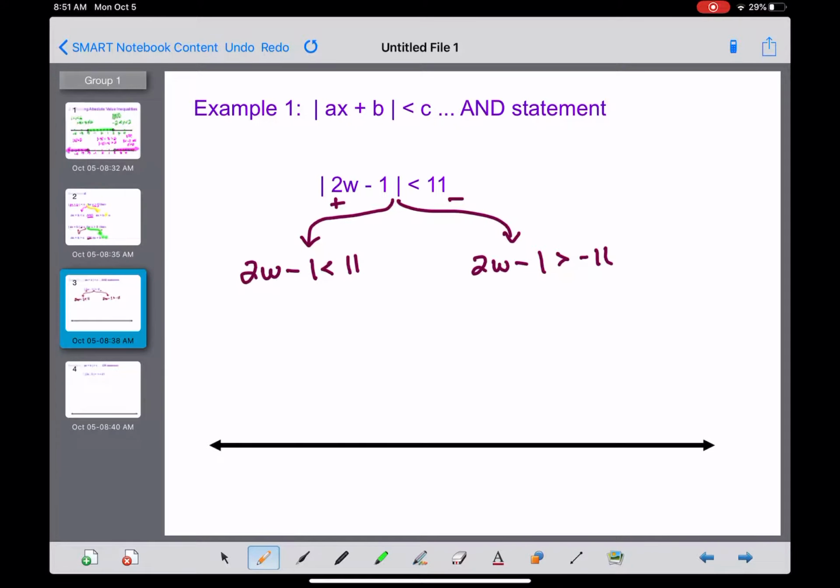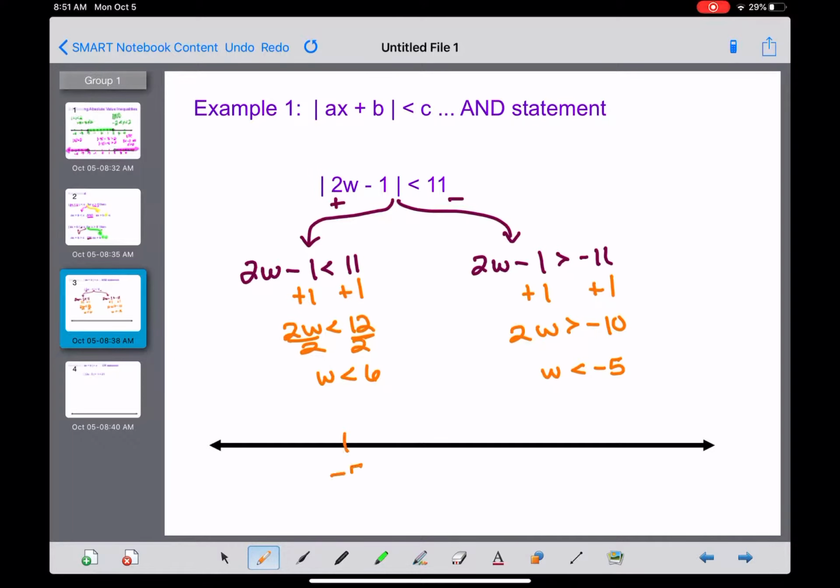So I add 1 to both sides. 2w is less than 12. Divide by 2. And one half of my answer is w is less than 6. I solve a second time with greater than negative 11. So I add 1 to both sides. 2w is greater than negative 10. Divide by 2, and w is less than negative 5.